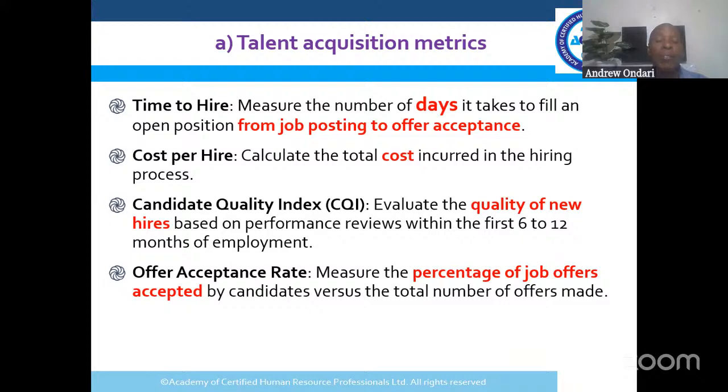Ideally, this is a standard that is used in the industry, that one position should not cost more than $400 to $1,000 in terms of advertisement. So the total cost includes all the areas like advertisement, screening the applications, interviewing, and the final induction and placement. The third one is candidate quality.